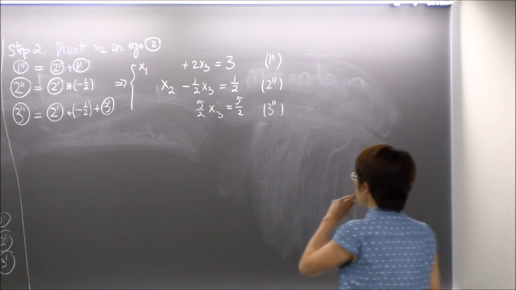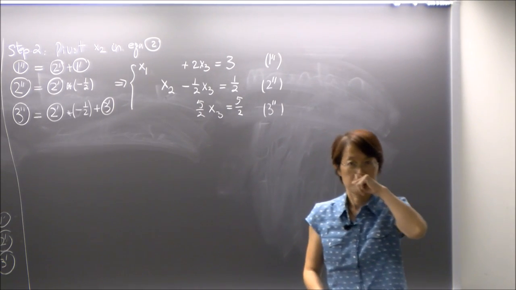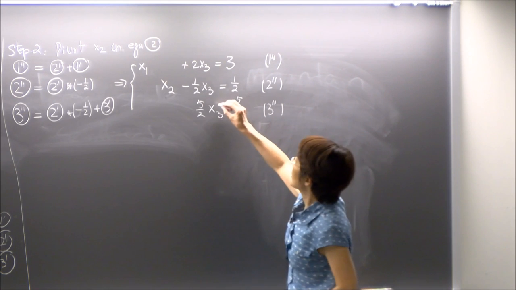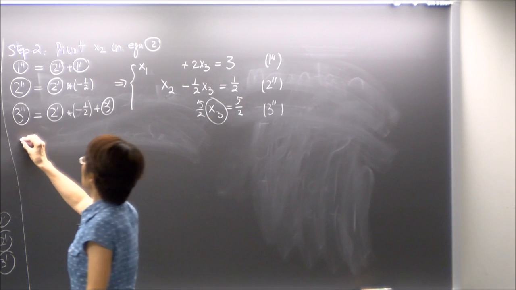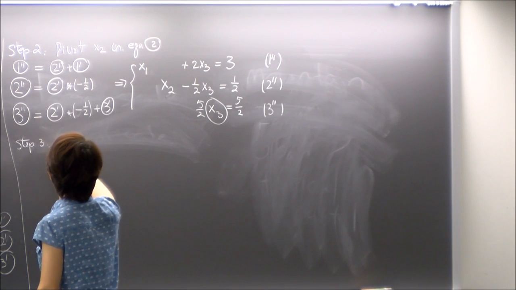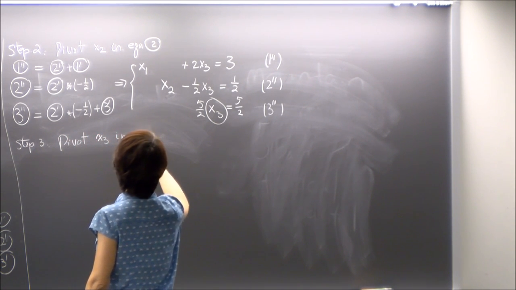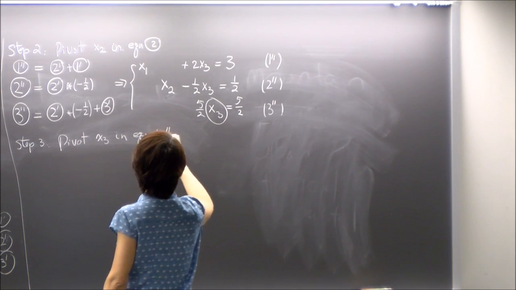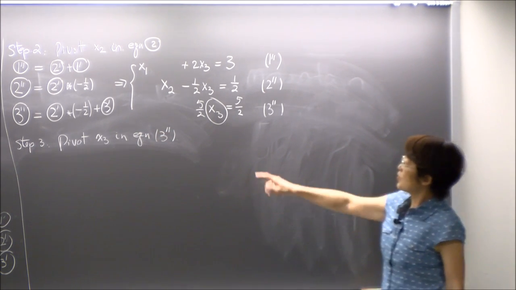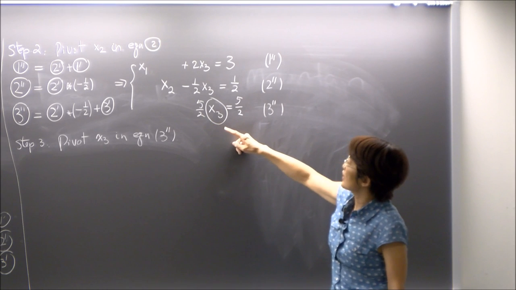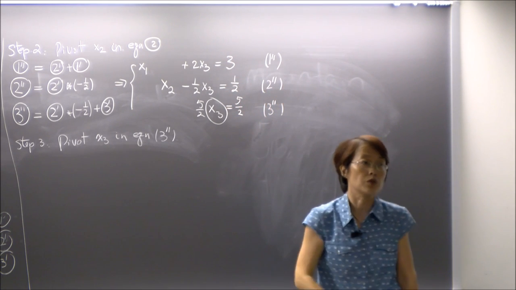Okay. So we finished the pivoting for x1 and x2. The only one left is x3. Is that right? Now, at this point, you don't have a choice. You have to pivot x3 in equation 3. So that's the final step. Step 3, pivot x3 in equation 3. Okay, now 3 double prime is just a new equation number 3. You multiply this by 2 over 5, and then you have x3 equals 1, and you basically remove x3 in the first two equations.